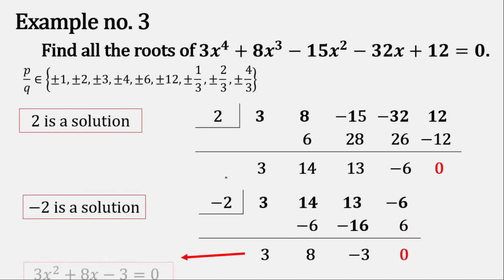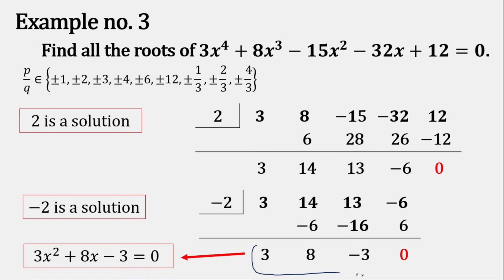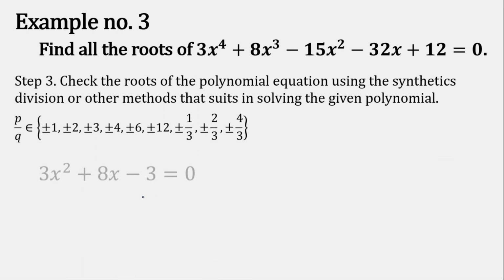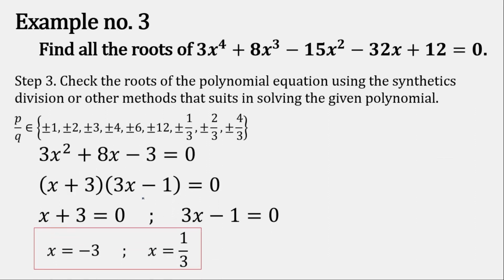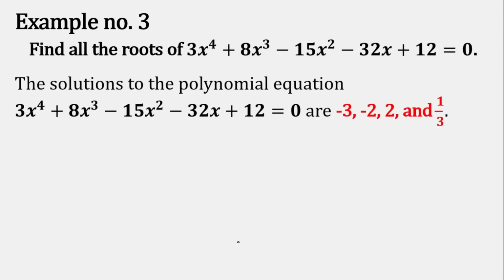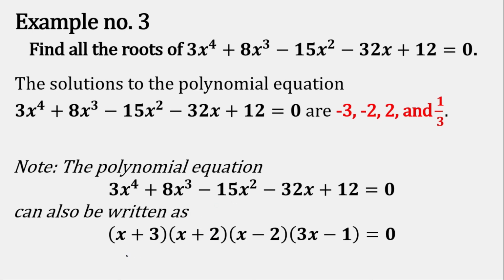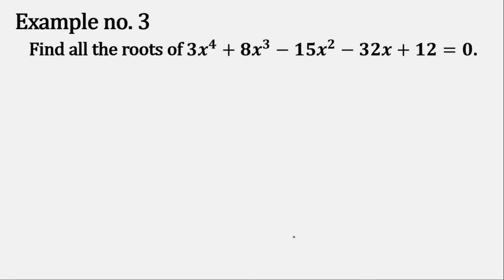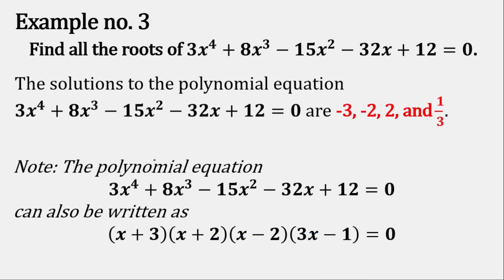Then after that, I have 3 more left here, so I'll just transform it into x raised to 1 here and x raised to 0 here, into a quadratic trinomial. Then I will factor it out and get the values of x as negative 3 and 1/3. So now I have 4 values of x. Now again, this polynomial equation can also be written in factored form like this.